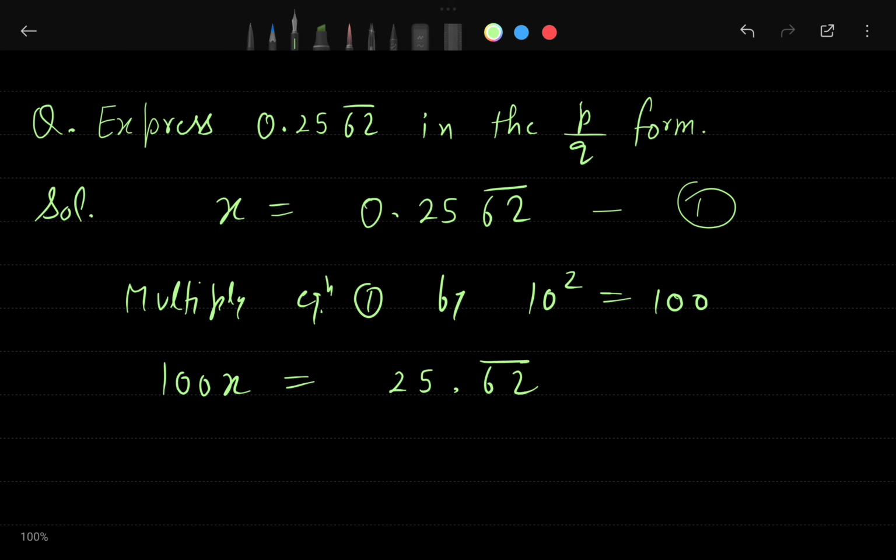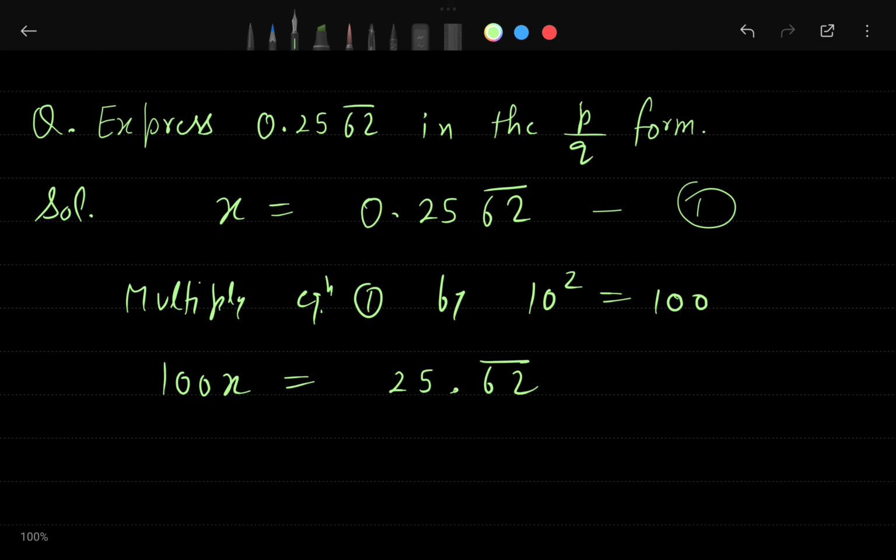See, I wanted to take the digits which were not being repeated before the point. By multiplying by 100, I was able to take the 25, which was not being repeated, before the point. So this is what you need to do: see how many digits are not being repeated after the decimal in case of a mixed repeating decimal number, and then multiply by that power of 10. So 100x is equal to 25.62 bar.